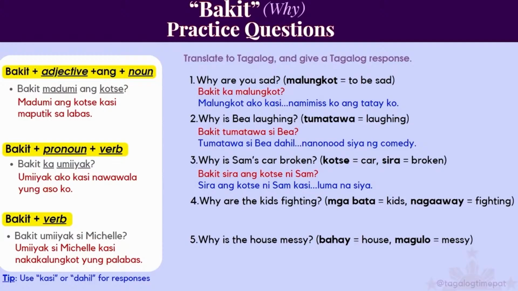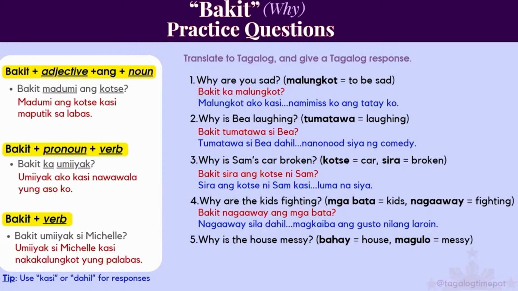Next, why are the kids fighting? Mga bata is kids, nag-aaway is fighting. Bakit nag-aaway ang mga bata? So there's bakit and then there's a verb. So there's rule number 3. Bakit plus a verb. Why are the kids fighting? The response, nag-aaway sila dahil magkaiba ang gusto nilang laruin. They want to play with different things. So a couple things I want to point out. Nag-aaway sila. So instead of repeating mga bata, I just said sila, they. And you can do that.